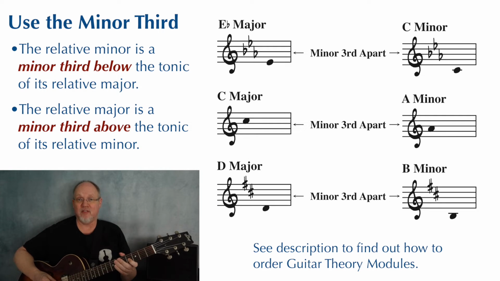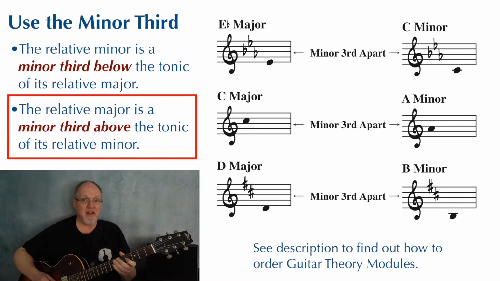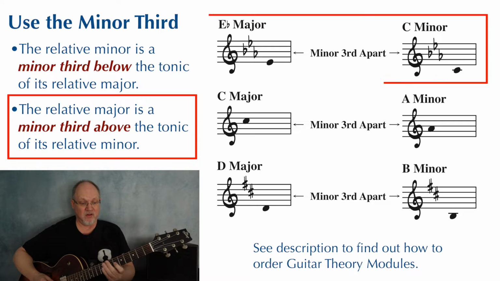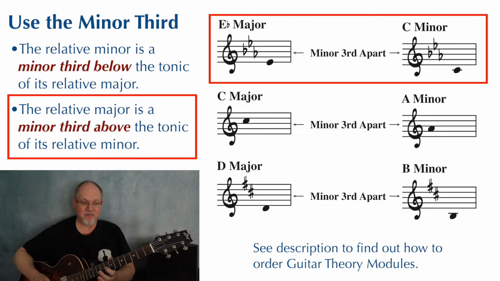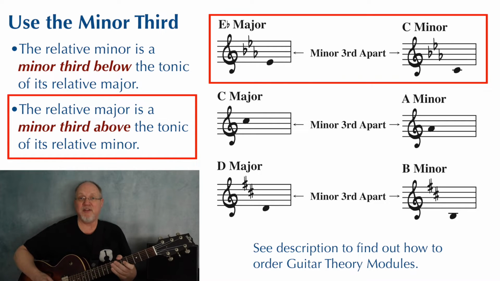And you can reverse this to find the relative major of a minor key. The relative major of a minor key is going to be a minor third above the first scale degree or tonic of that minor key. So here's C minor. Minor third above that is E flat. E flat major is the relative major of C minor.